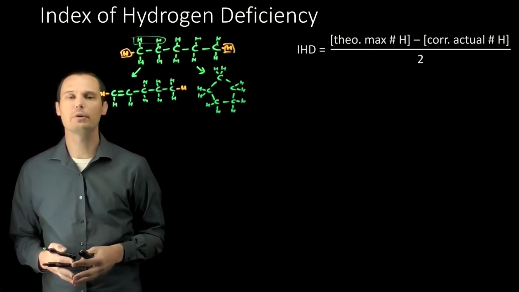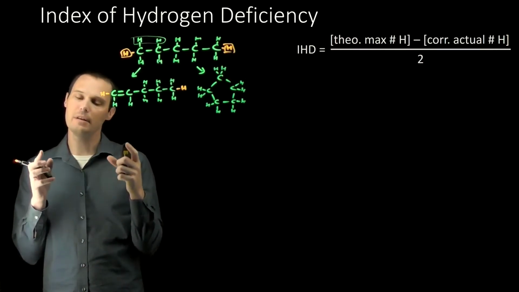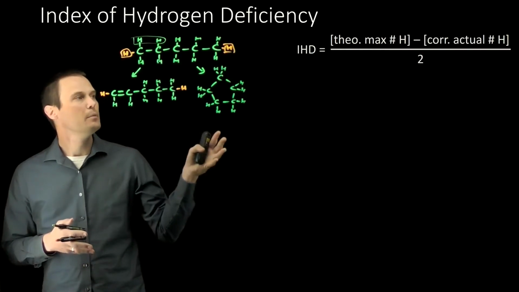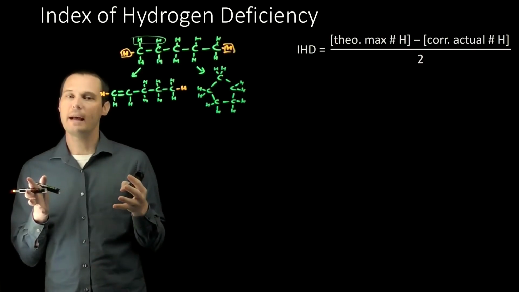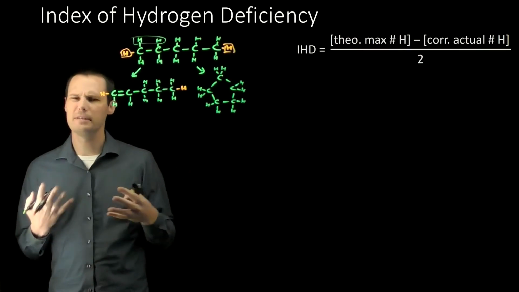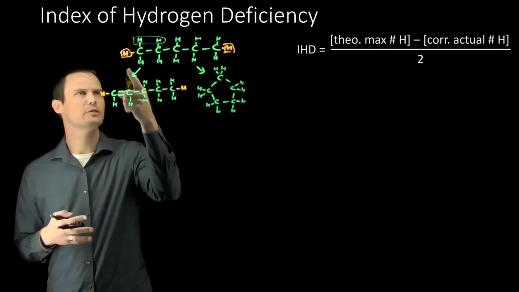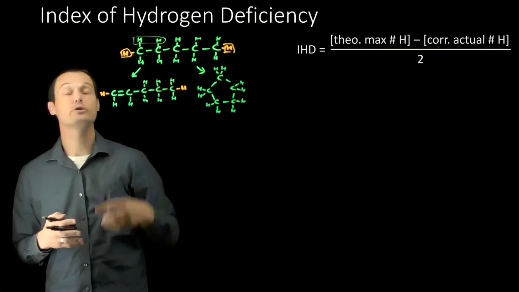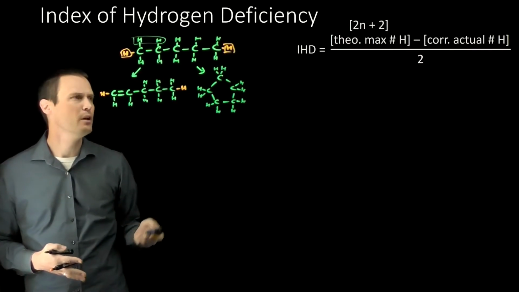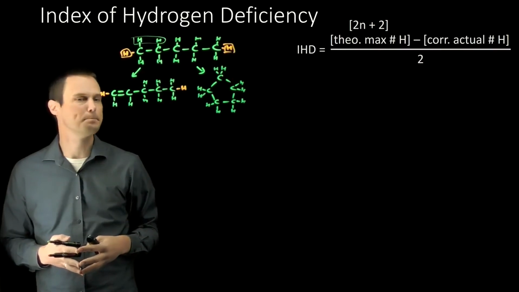So our formula for degrees of unsaturation, the formula for index of hydrogen deficiency, is the theoretical maximum number of hydrogens, given the number of carbons, minus the corrected actual number of hydrogens, all divided by 2. So what does that all mean? What is the theoretical maximum number of hydrogens? It's the maximum number of hydrogens that those carbons could have if the molecule was completely saturated. And again, that's just the 2n plus 2 formula for a given number of carbons.